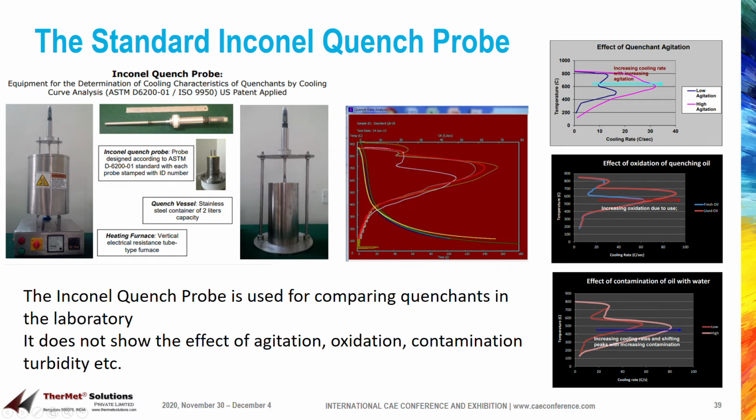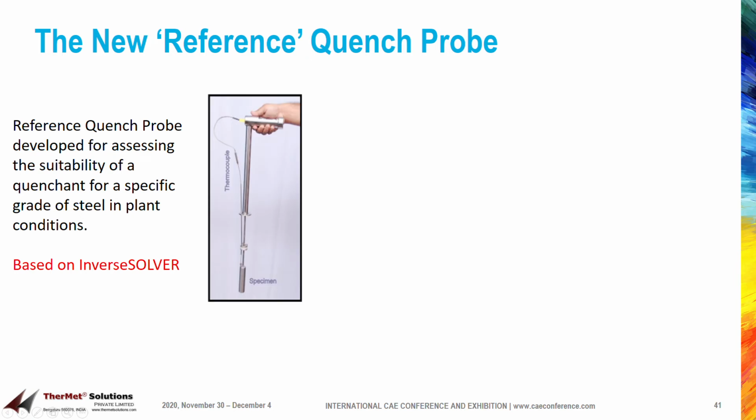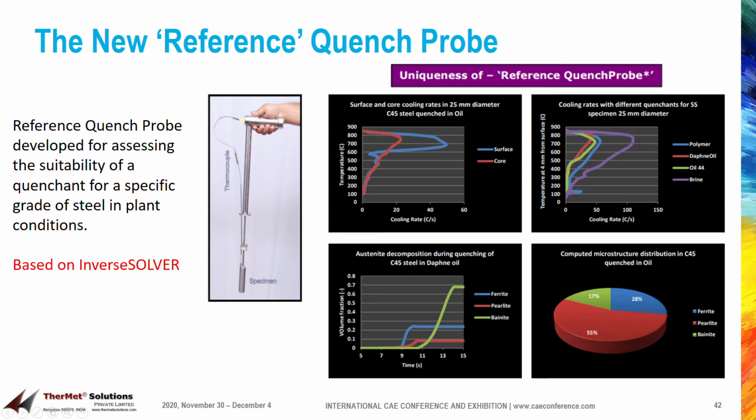The reference quench probe was developed to assess the suitability of a quenchant for a specific grade of steel under plant conditions. It uses a specimen of the same grade of steel as being quenched and is designed specifically for use with InverseSOLVER. When deployed in the plant, a reference quench probe outputs the heat flux at the surface of the specimen, the maximum cooling rate at the surface, microstructure and hardness variation from the surface to the core.